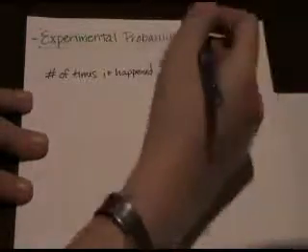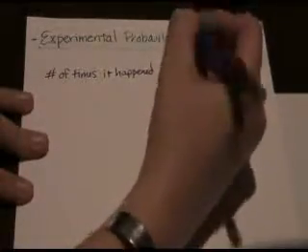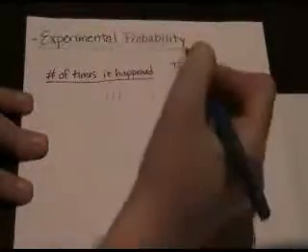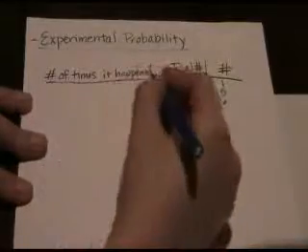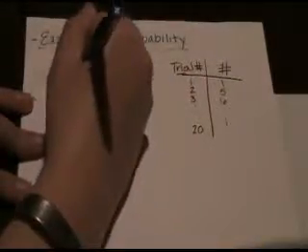Now the formula for experimental probability is the number of times it happened, and by it we mean whatever you're looking for. It was just a whole lot shorter to write. Over, and when I say over, remember that's a giant fraction bar, over the total number of trials.